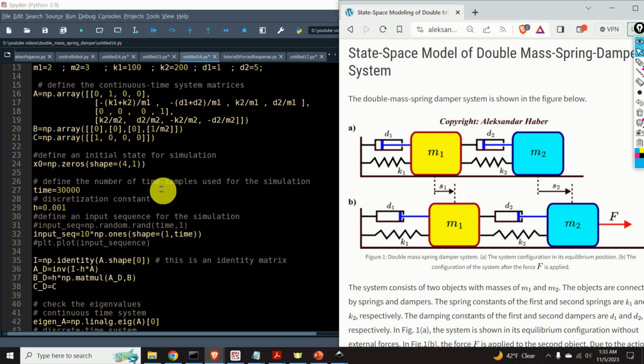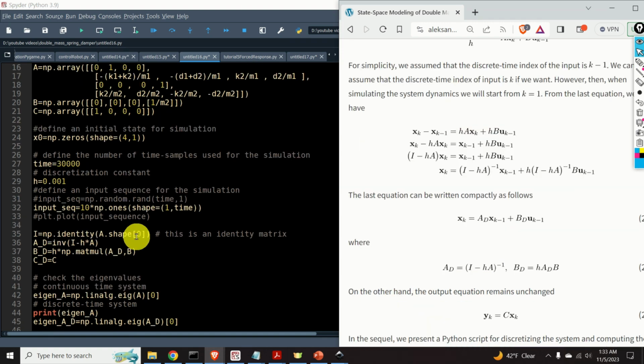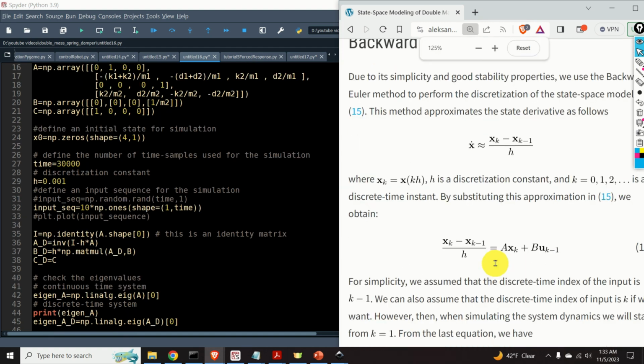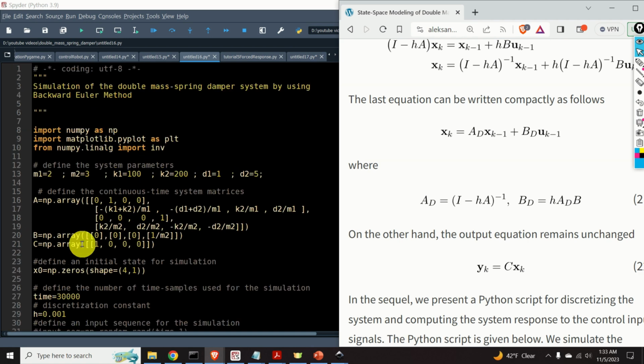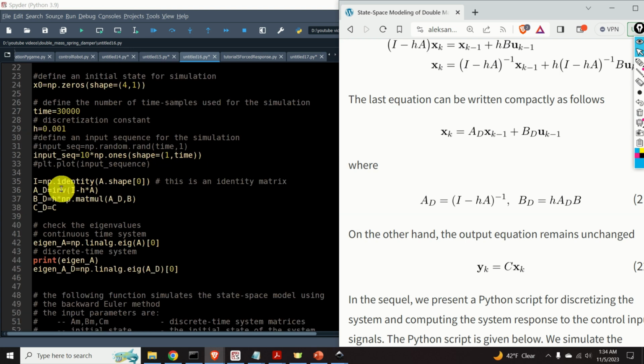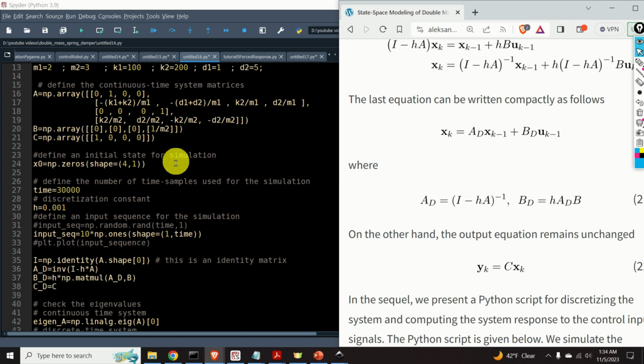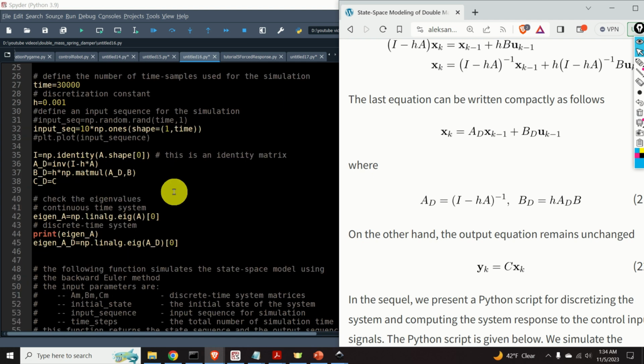Keep in mind that. Next, I need to define the discretized system matrices. They're defined over here. Here's AD, and here's how I define this matrix in Python. Note over here that inverse is actually imported from NumPy linear algebra. Keep in mind that this is the identity matrix, that is this matrix. Here's my BD, here's how I define it, and CD stays as C. That is the same as the continuous time C matrix.